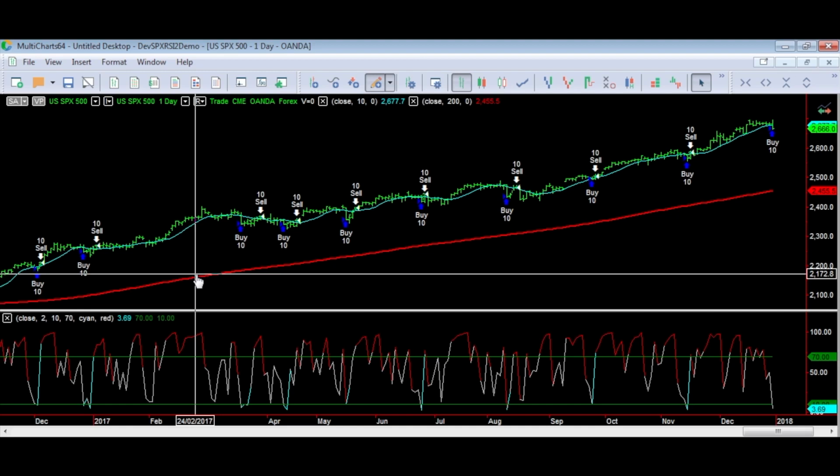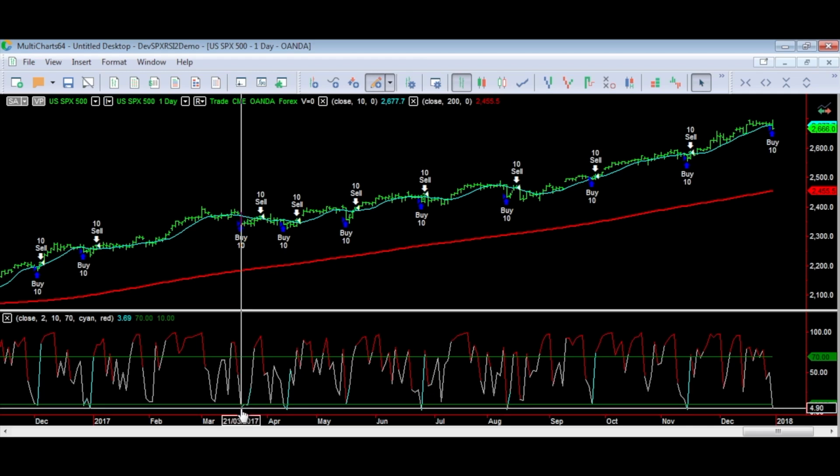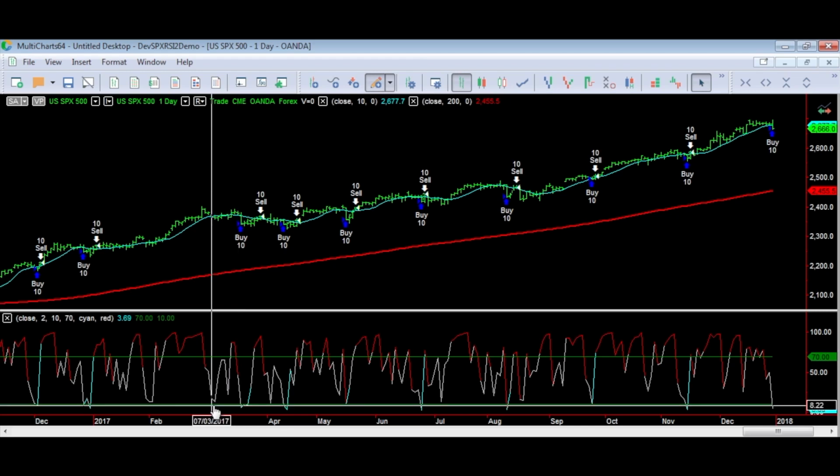Once we're happy that the price is above that 200-period moving average, we then look at RSI. And what we're doing is we're looking for the level of RSI, for example here, to drop below 10. So if the bar closes and the RSI is below 10, doesn't matter whether it's 9 or whether it's 5, if it's below 10, then we want to buy, then we buy the market.